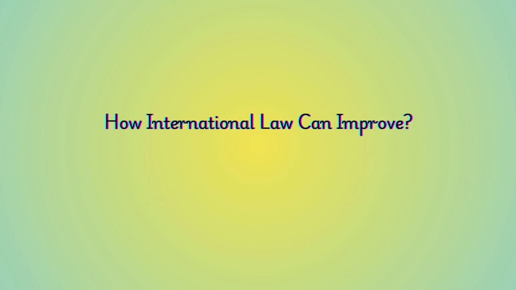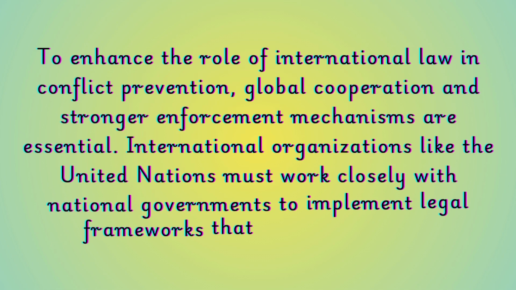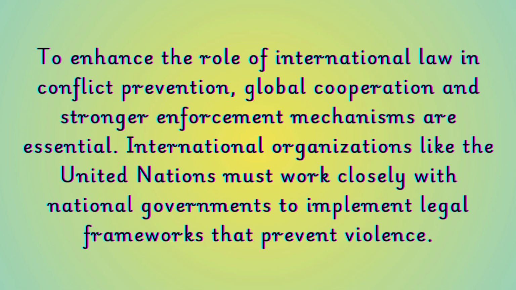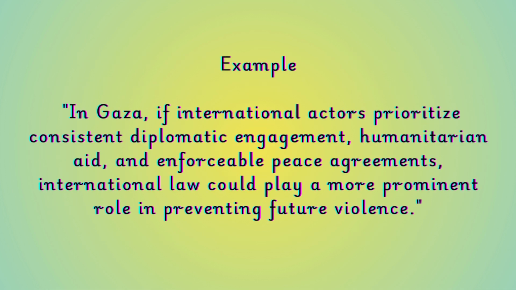Section 5. How international law can improve. To enhance the role of international law in conflict prevention, global cooperation and stronger enforcement mechanisms are essential. International organizations like the United Nations must work closely with national governments to implement legal frameworks that prevent violence. Example: in Gaza, if international actors prioritize consistent diplomatic engagement, humanitarian aid, and enforceable peace agreements, international law could play a more prominent role in preventing future violence.